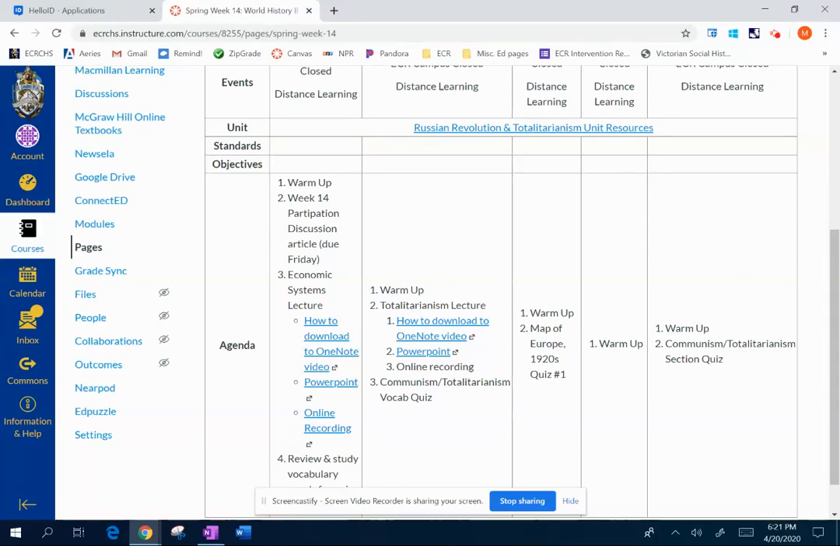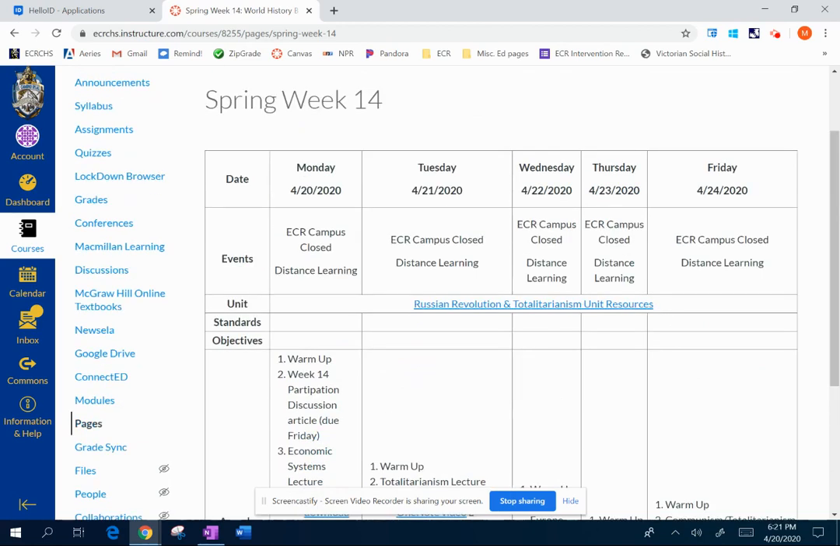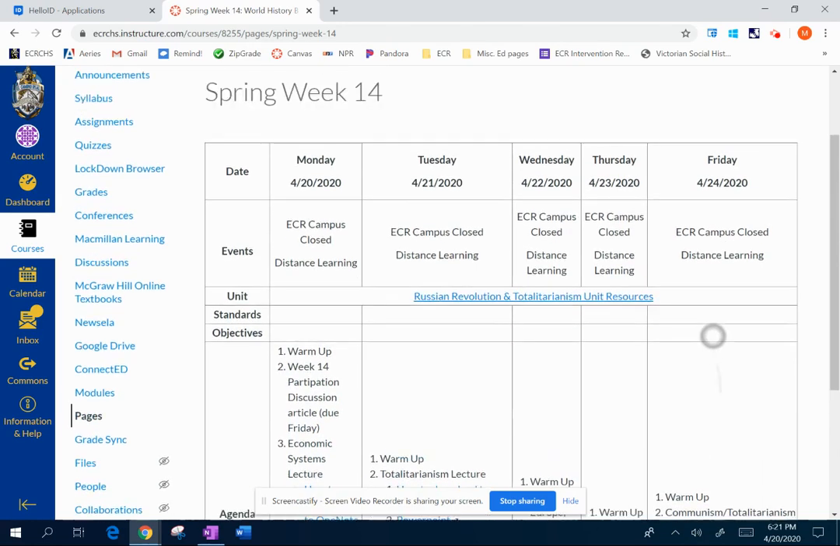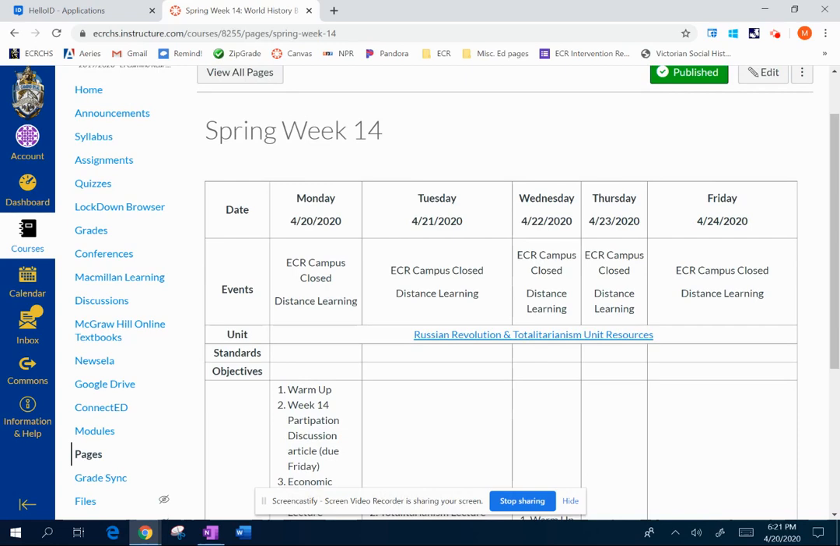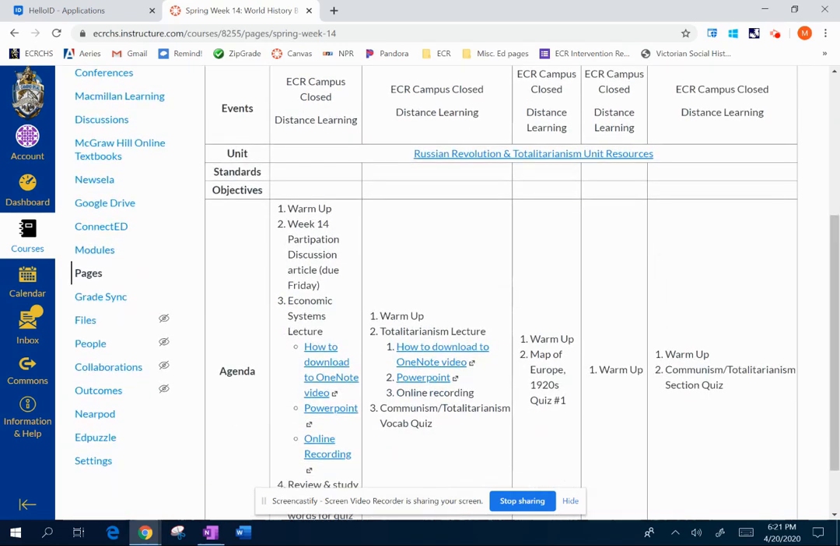Hey guys, it's me. I just wanted to start out our lecture on the rise of totalitarianism by looking at the daily agendas for week three. You guys can see right here it says totalitarianism lecture.